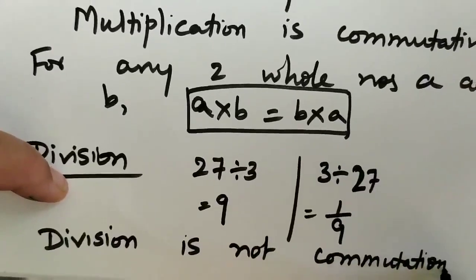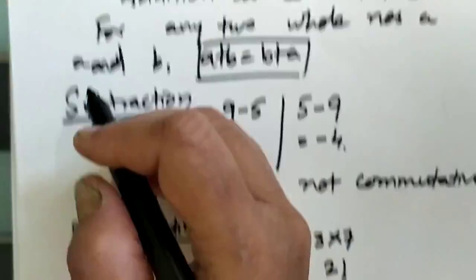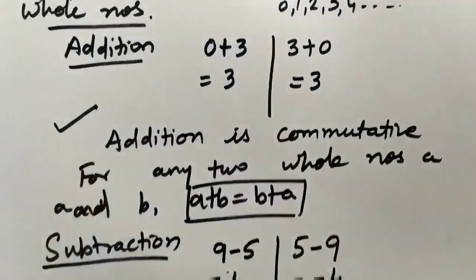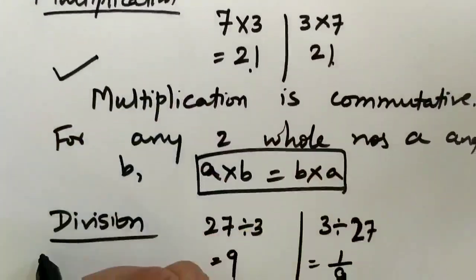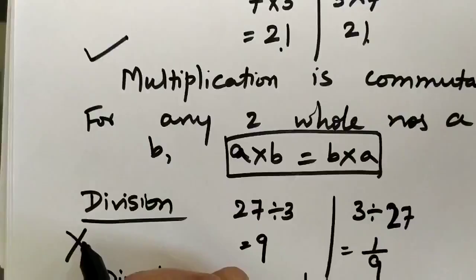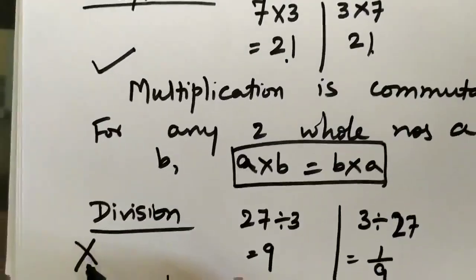So from this we can conclude that addition is commutative, subtraction is not commutative, multiplication is commutative, and division is not commutative for whole numbers.